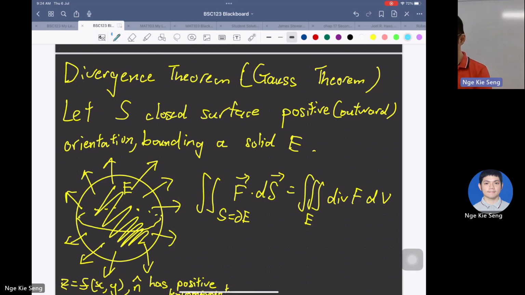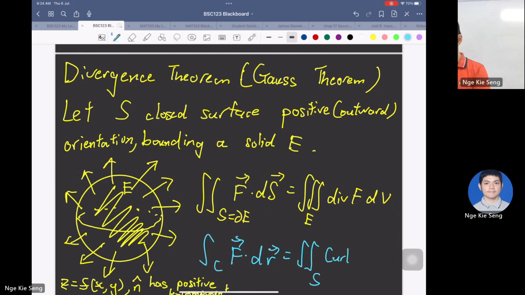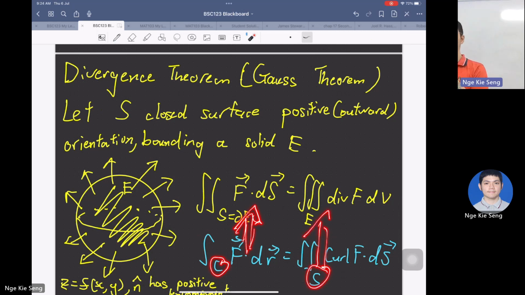If I bring Stokes' theorem in, it is something like this. I put X here, and here is curl F. You see, you upgrade your closed line to a closed surface, and then upgrade your surface to a solid. But the function you integrate is different. In Stokes' theorem, you integrate curl of F. In the divergence theorem, you integrate div F.